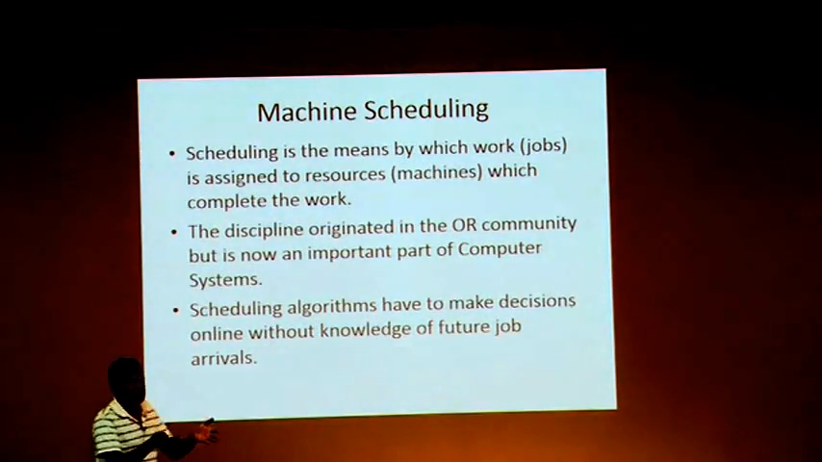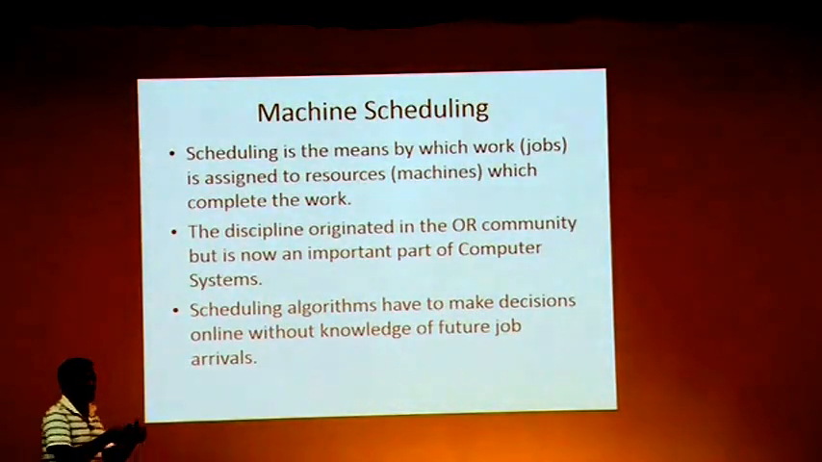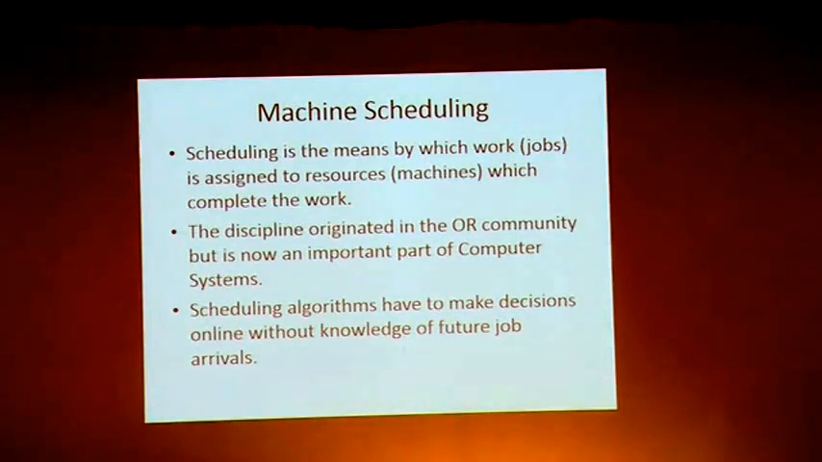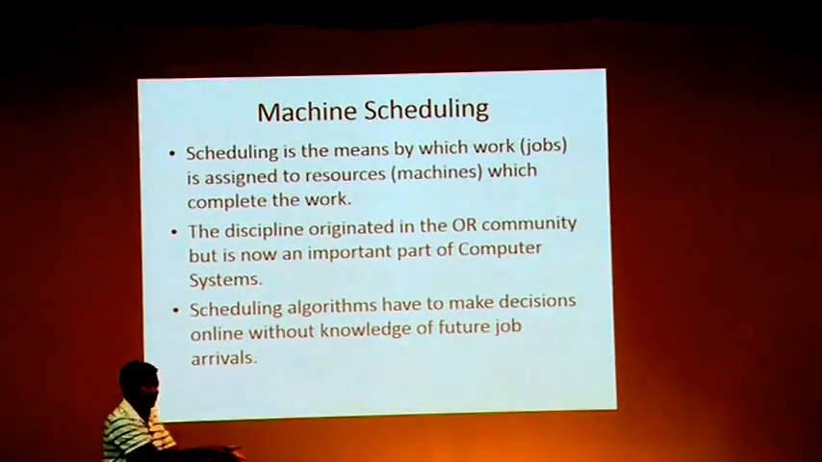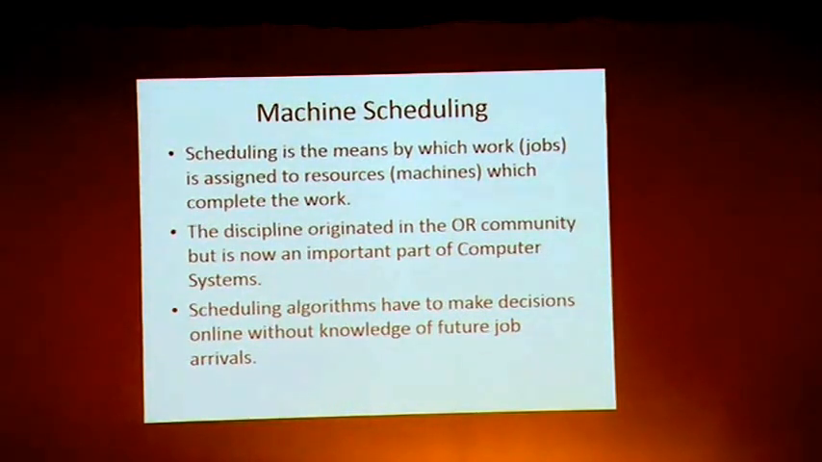Those tasks could be projects. The resources could be people. The tasks could be programs in a computer system. Resources could be the processors. Actually, scheduling originated in the operations research community, and there the tasks were the actual jobs that you have to machine. You have to put it on a lathe machine. So the machines or the resources were actually physical machines, lathes, or the various kinds of machines that are there in the workshop. So it originated in the OR community, but now this discipline is a very important part of computer systems.